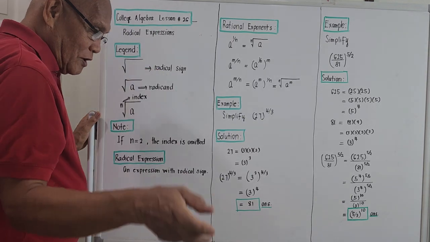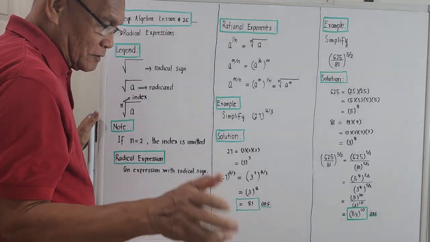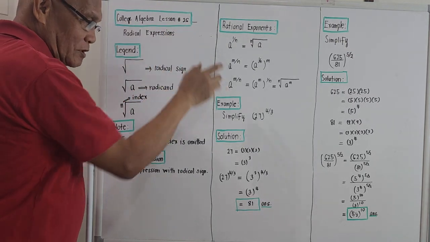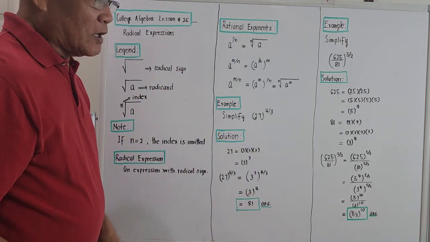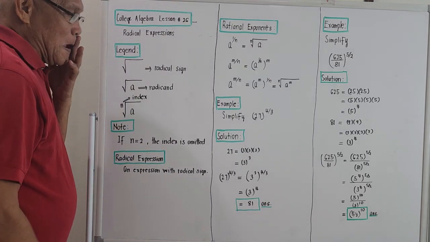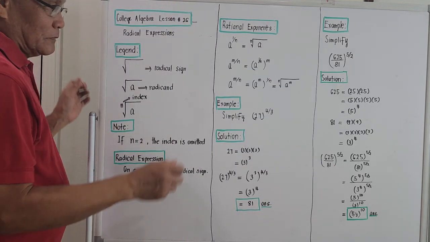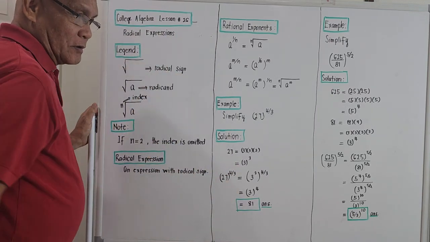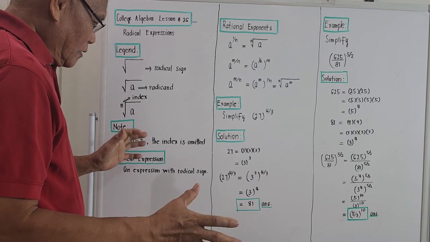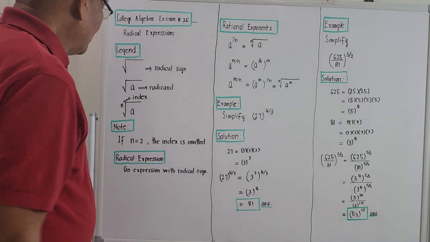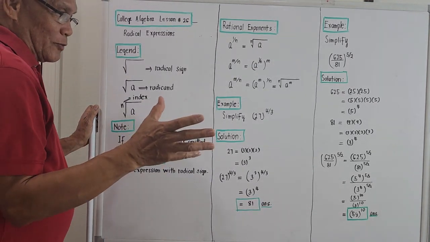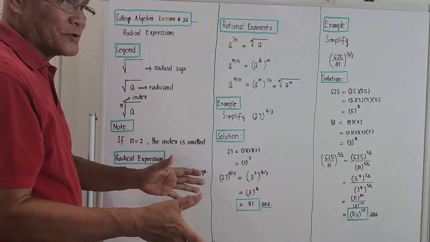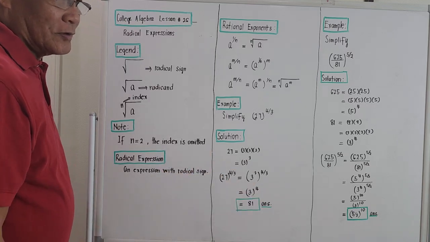The topic for this morning will be a long video format discussion. This is college algebra, and this is now lesson number 26. We are running smooth on college algebra. The title of the topic will be radical expressions. Let's continue. But before we continue with the explanation of the legend, we'll try to define first what is a radical expression.